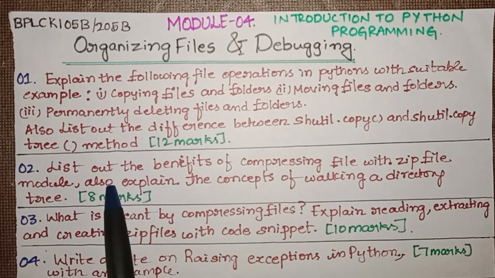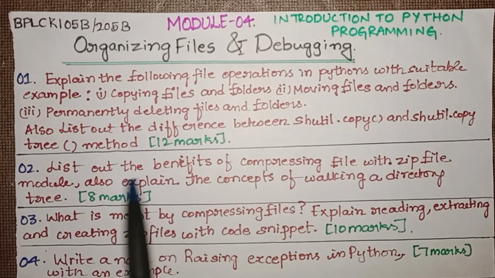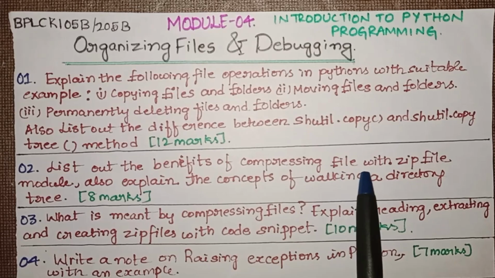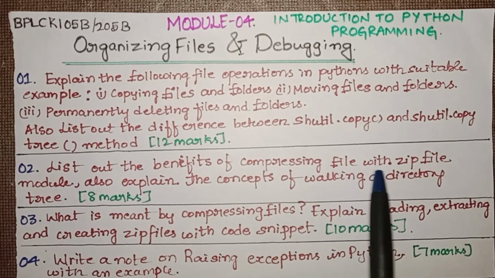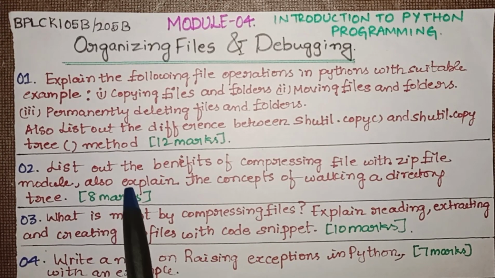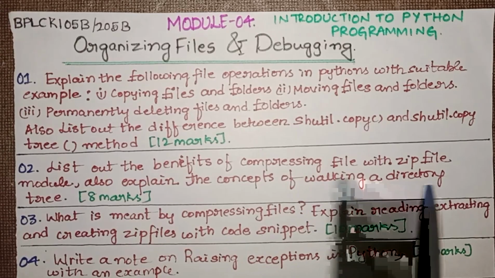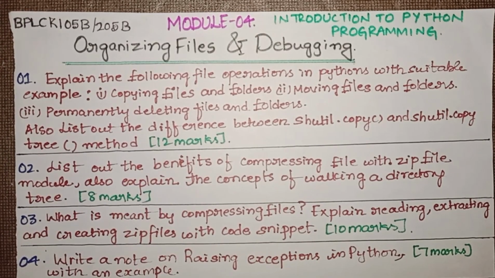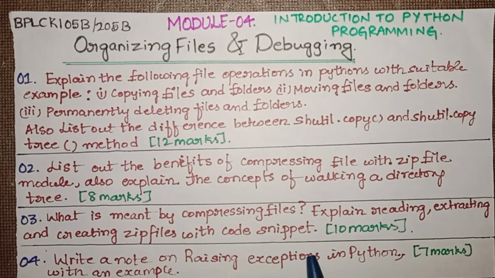And the next is, list out the benefits of compressing file with zipfile module, and also explain the concept of walking a directory tree. And the third question is, what is meant by compressing file? Explain reading, extracting, and creating zip file with code snippet.